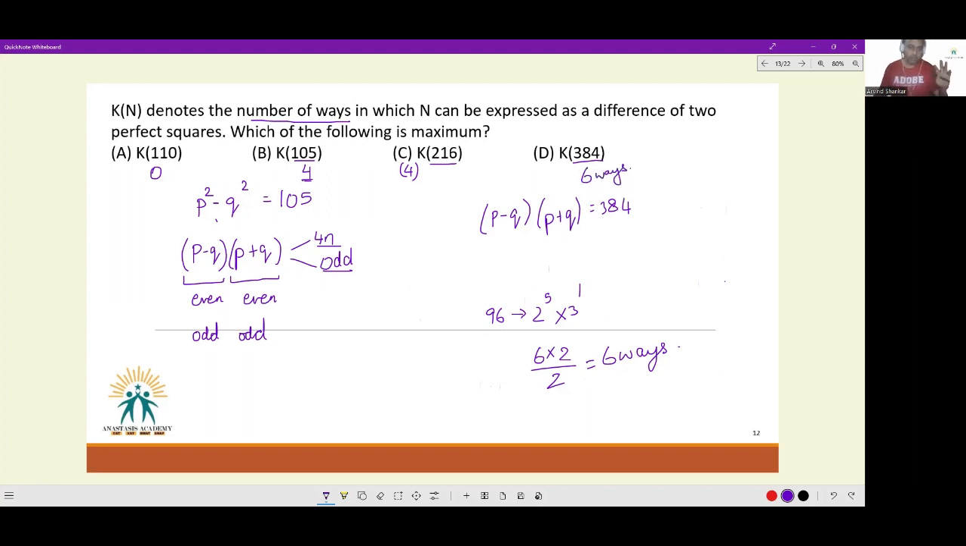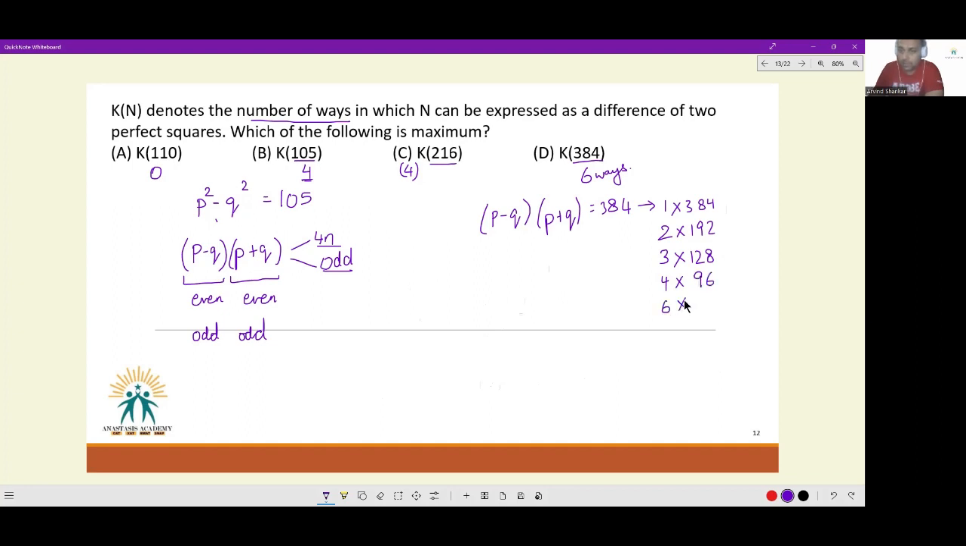Now, this is the short way, if you have understood everything that has gone on previously. But in case you haven't, let us go through the pairing the way we did it earlier. 384: 1 into 384, 2 into 192, 3 into 128, 4 into 96, 6 into 64, 8 into 48, 12 into 32, 16 into 24, and this is it.